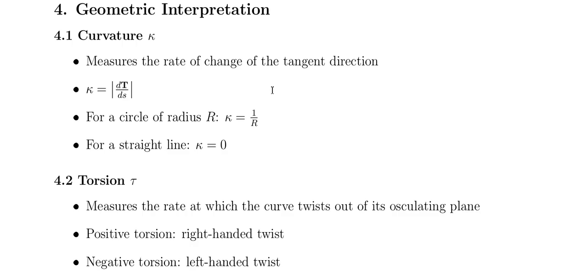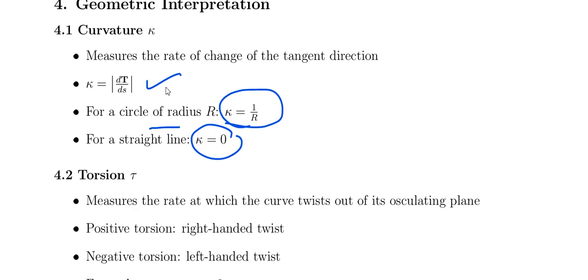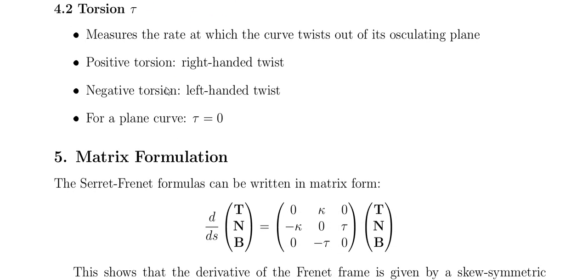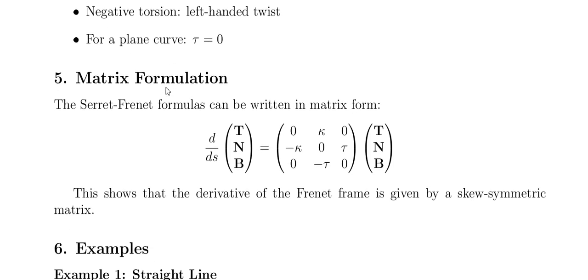So that is the measure of the rate of change of the tangent direction, that is called the curvature அப்படினு சொல்லுவாங்க. That is curvature equal to modulus of dT by ds, and for a circle of radius r க்கு the curvature is 1 by r and for a straight line க்கு curvature is 0. The same way the torsion is the rate at which the curve twists out of the osculating plane. So that is the positive torsion சொல்லுவாங்க right hand twist and negative torsion of the left hand twist. For a plane curve க்கு tau equal to 0.